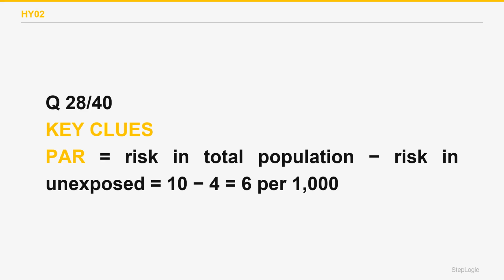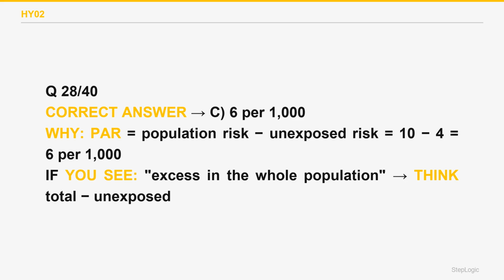Population attributable risk is the excess disease in the whole population that is due to the exposure, the total population risk minus the unexposed background risk. Here, 10 per 1,000 minus 4 per 1,000 equals 6 per 1,000. How much the overall rate would fall if the exposure were removed. The correct answer is C.